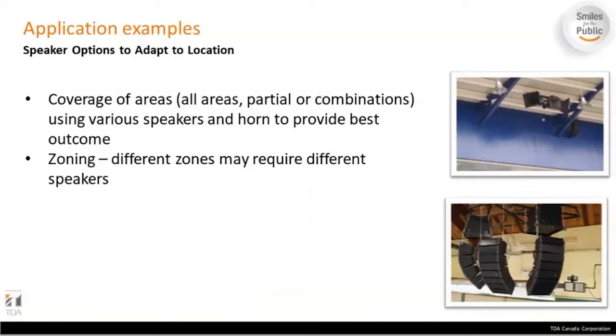Also, speaker options to adapt to location. So based on the site visit, you decide what should be the coverage of areas, right? So whether you want to cover all areas with one set of speakers, or you want to divide it, or you want to do it partially, or combinations. Also, zoning. You need different zones. Different zones may require different kinds of speakers. Like in an arena, you might need the line arrays. There might be an outdoor area, like let's say a parking lot, where you might need horn speakers. You wouldn't put a line array in a parking lot, right, to make announcements.